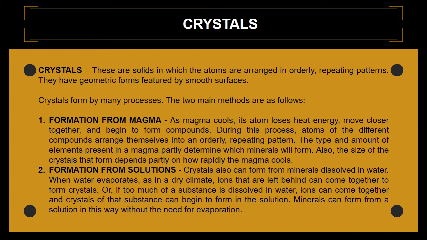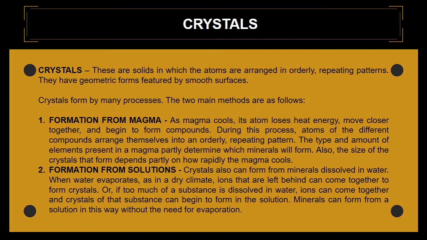Crystals. These are solids in which the atoms are arranged in orderly repeating patterns. They have geometric forms featured by smooth surfaces. Crystals form by many processes. The two main methods are as follows. Number 1. Formation from magma. As magma cools, each atom loses heat energy, moves closer together, and begins to form compounds.